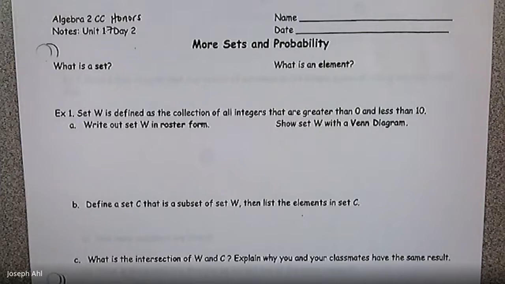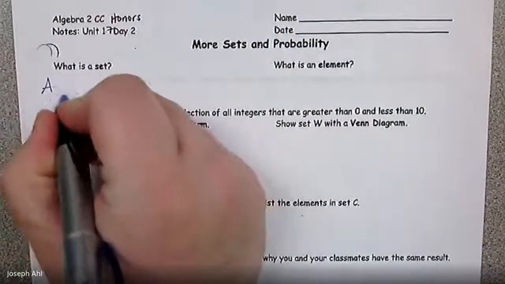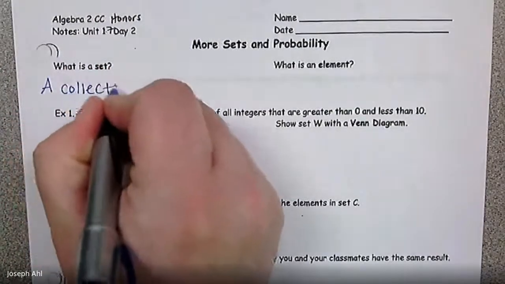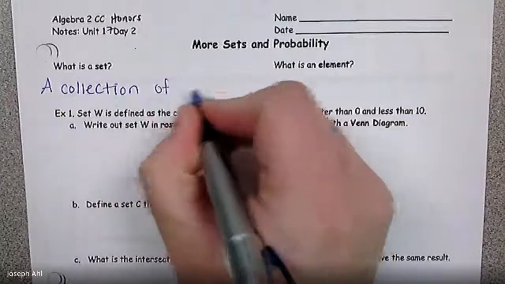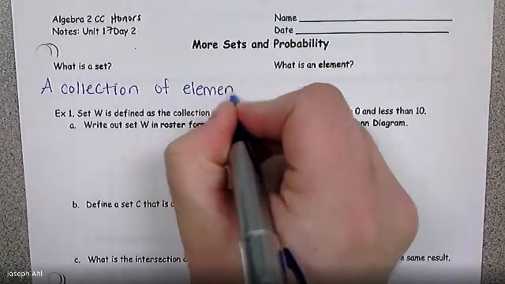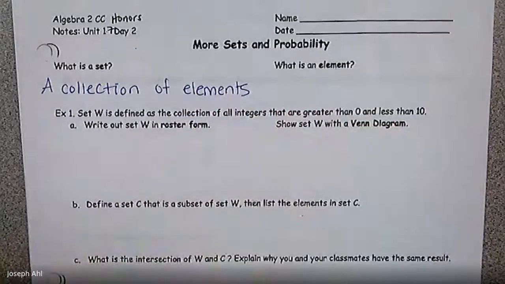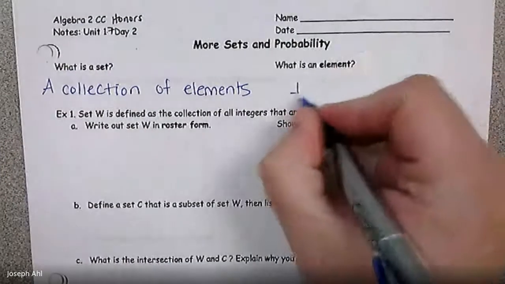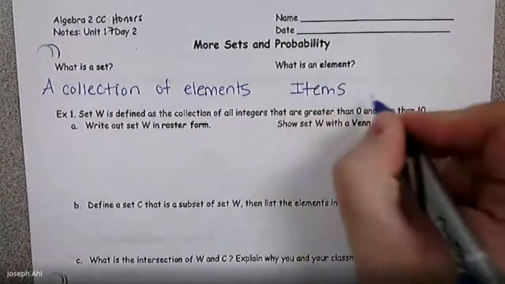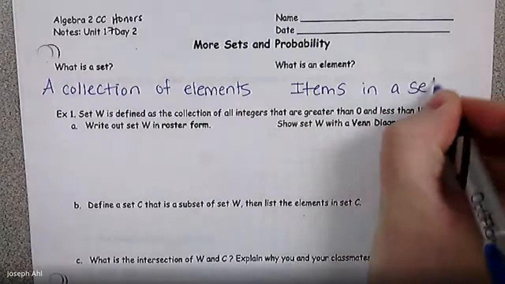Today we are talking about more sets and probability within some set notation. So what is a set first and foremost? Well, a set, very simply put, is a collection of elements. Those elements can represent a wide variety of things depending on the context, but what exactly is an element? Elements are just different items that are in a set.